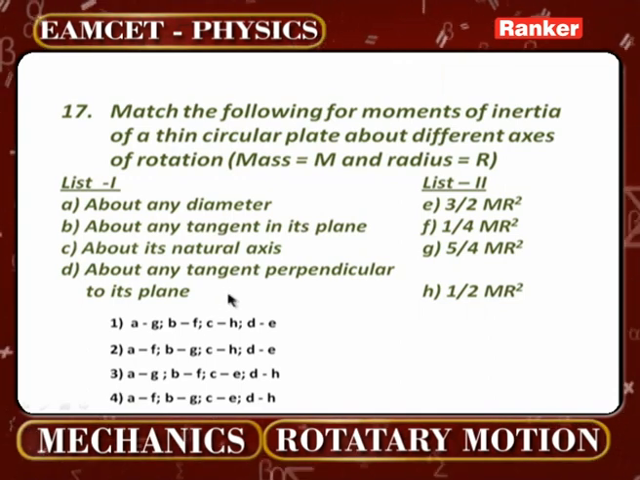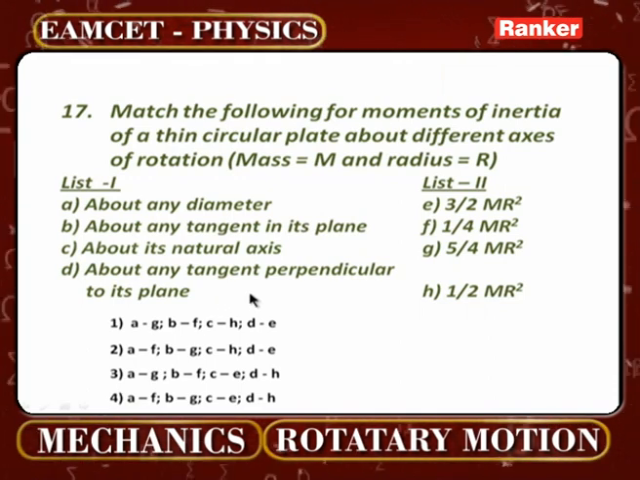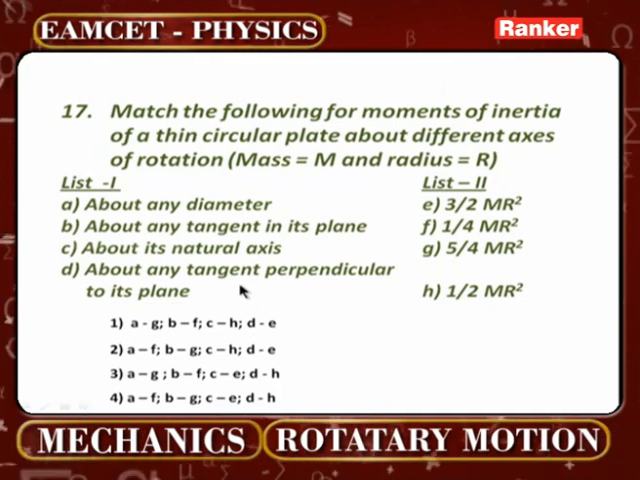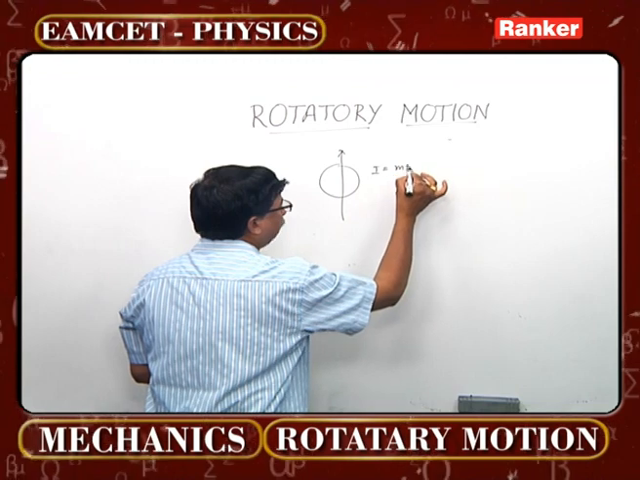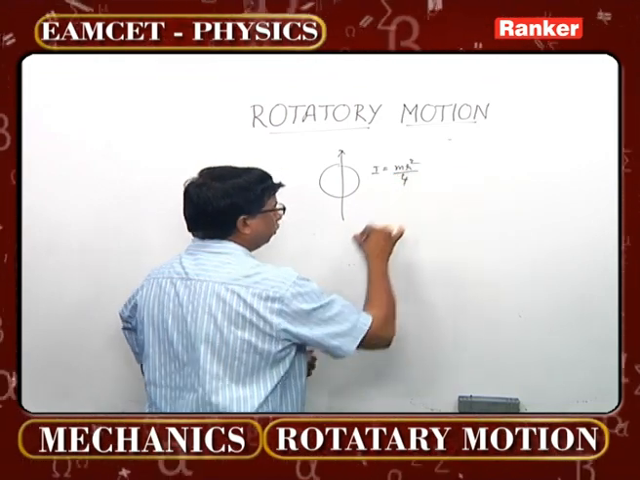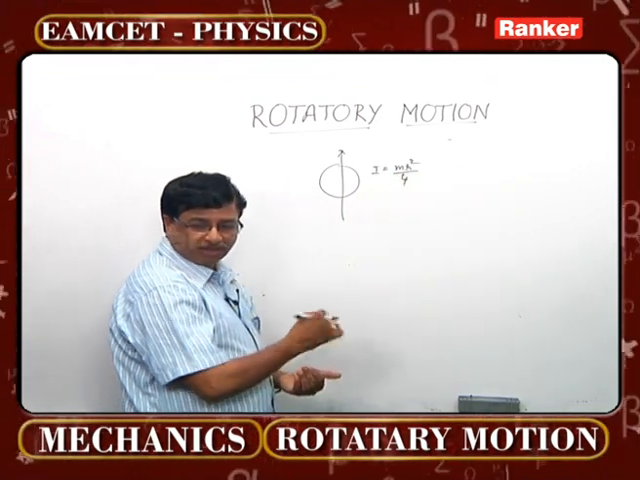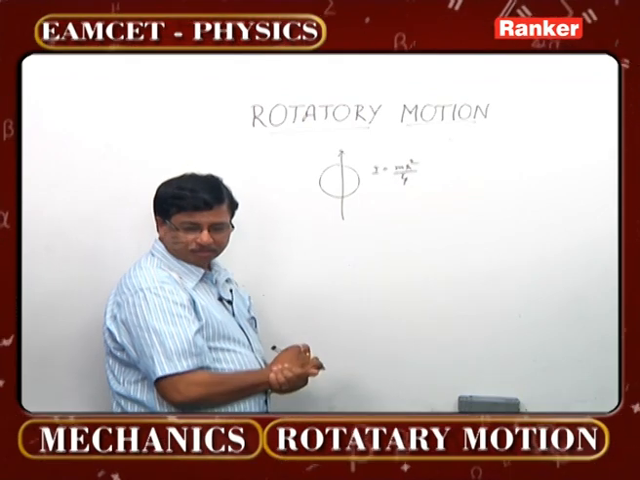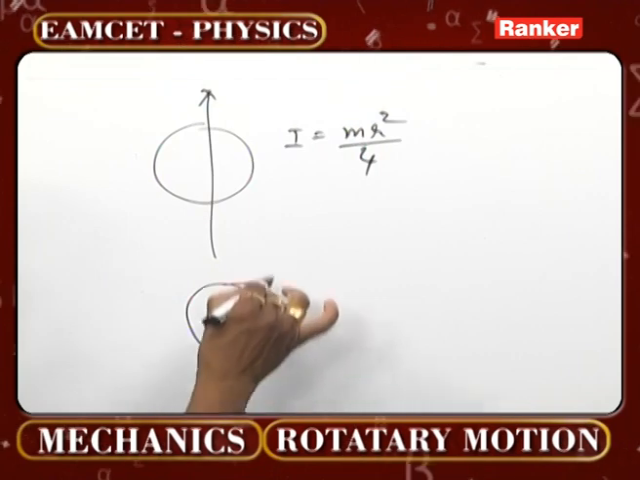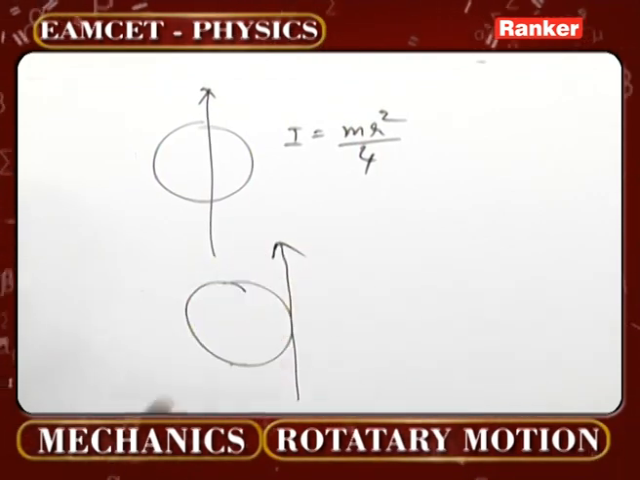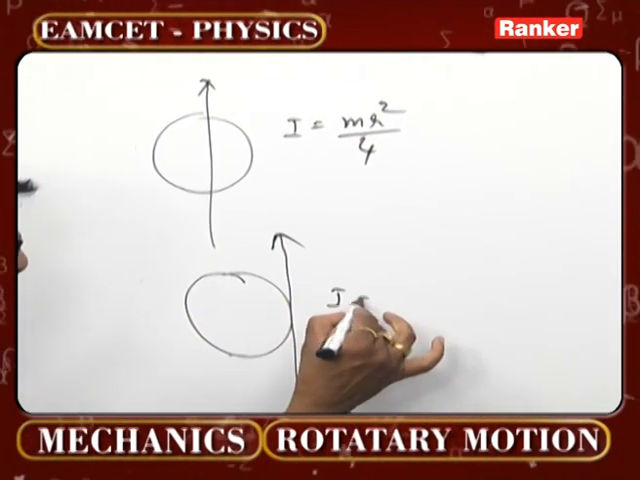It is the moment of inertia of a thin circular plate about any diameter. First, about a diameter, the moment of inertia is mr square by 4. It is a plate. And what is the second one? About any tangent in its plane. Tangent in its plane means this is the tangent you have to take. Then what will be the moment of inertia?